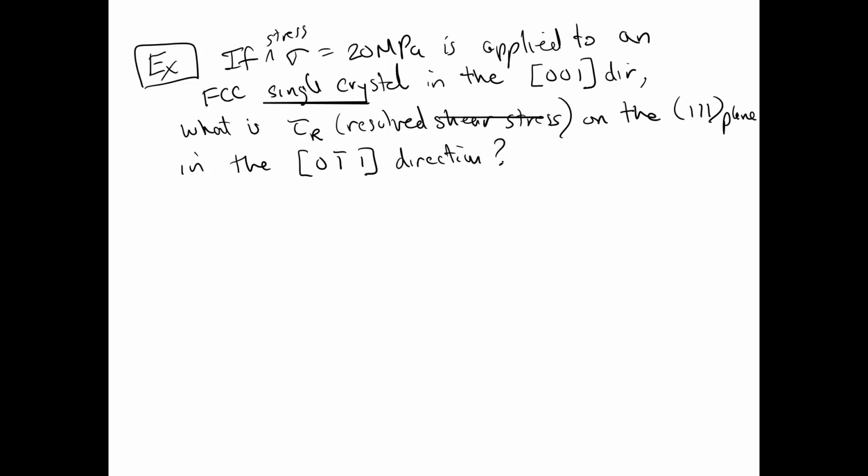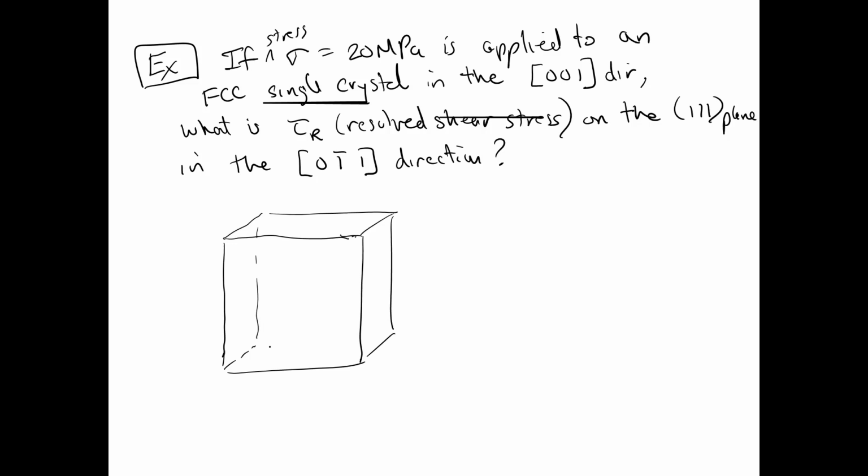Okay, let's kind of draw a picture of what we've got going on. I'm going to draw this from a unit cell perspective. There's an example problem in your book that's like this. But let's draw a unit cell representation. And we've got the stress going in the z direction. So I'll put the stresses in this direction, z direction. Here's x and y. And we're interested in the 1, 1, 1 plane, so I'm going to draw that here.